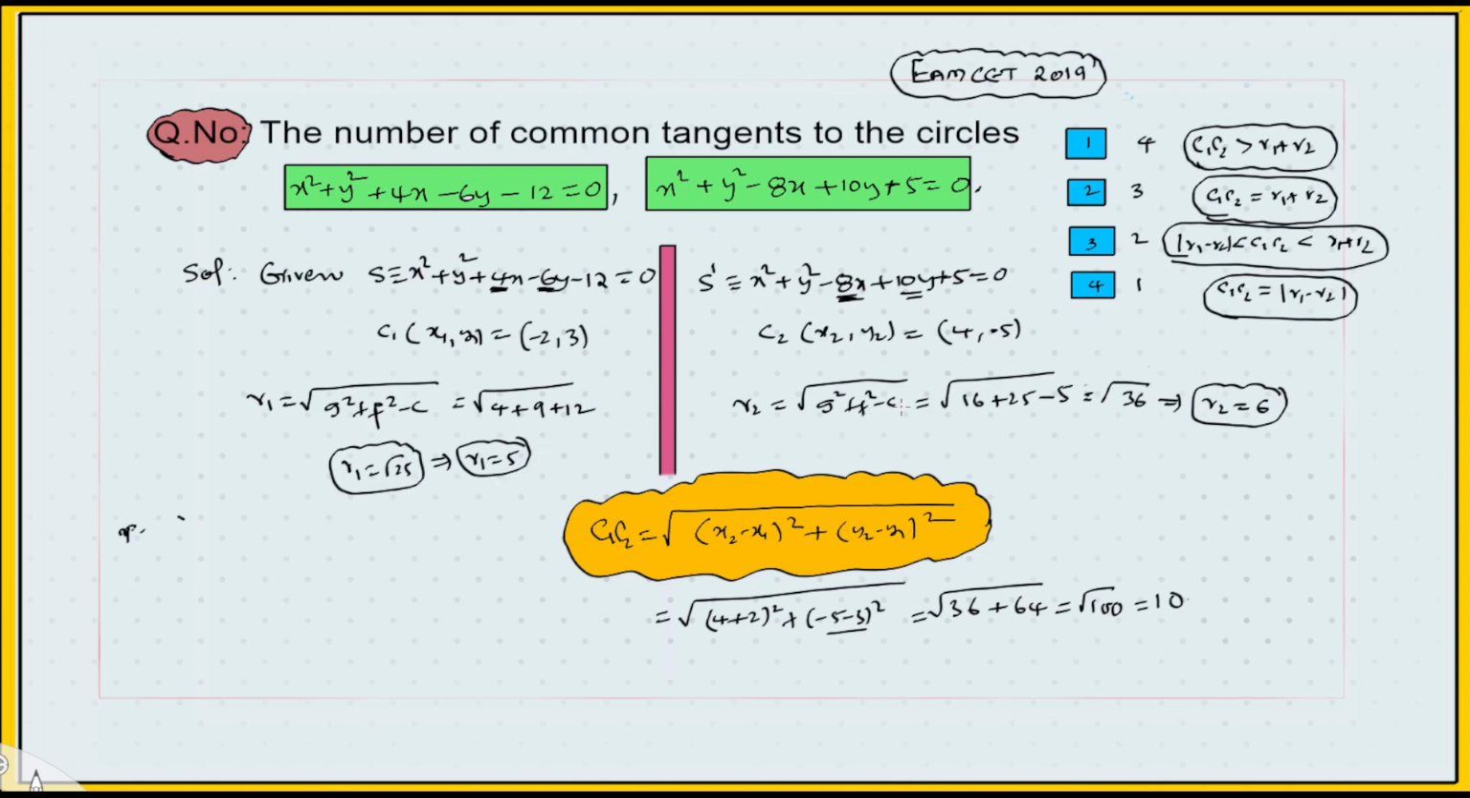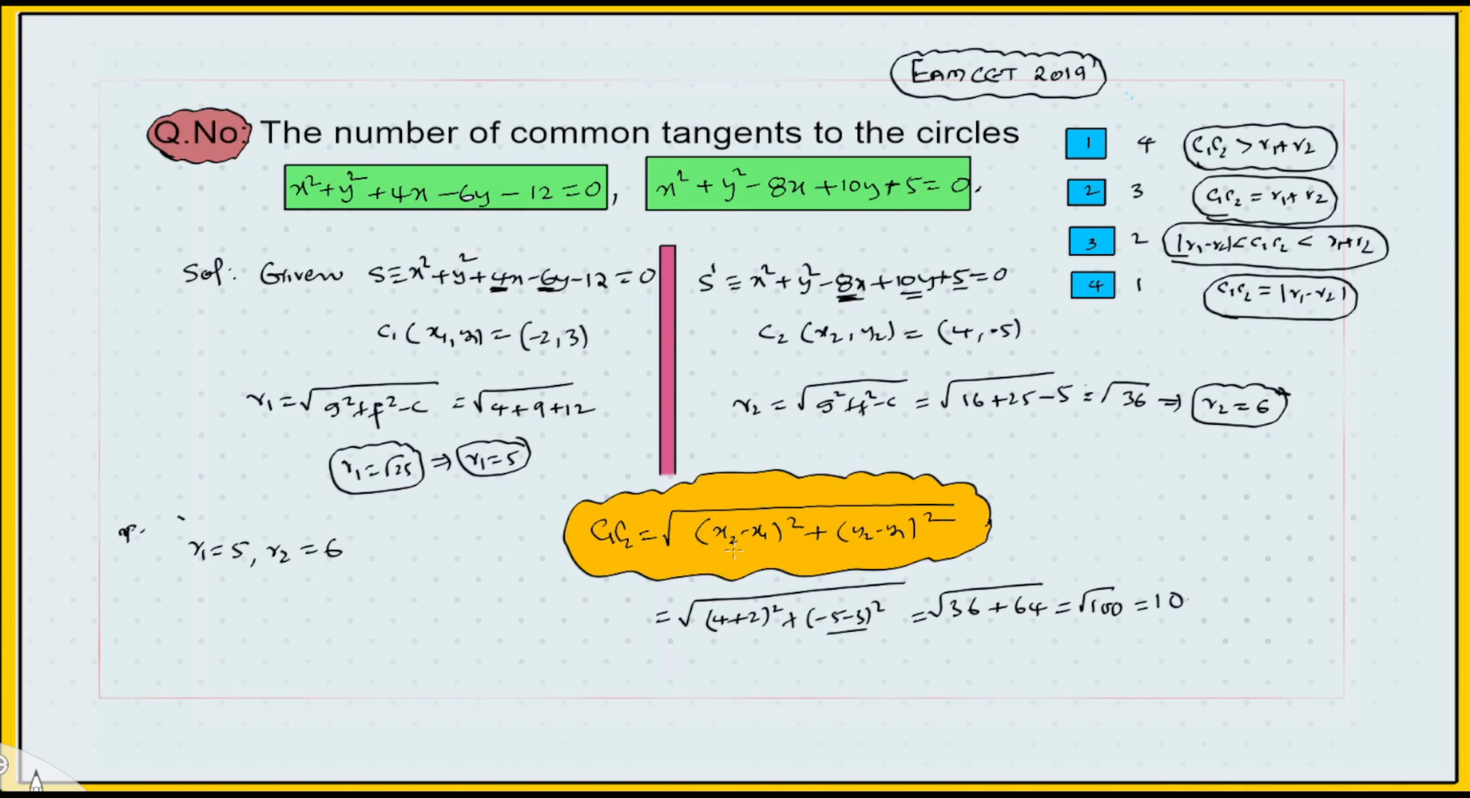R2 is root over g square plus f square minus c. 4 4s are 16, 5 5s are 25, minus c, the value is 5. So 25 minus 5 is 20, plus 16 is root 36. And what is the square root of 36? That is 6. So R1 is 5 and R2 is 6.